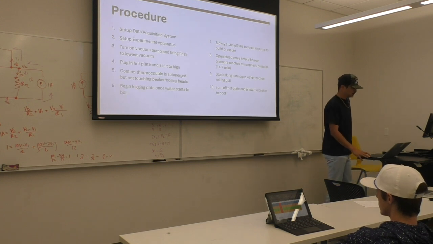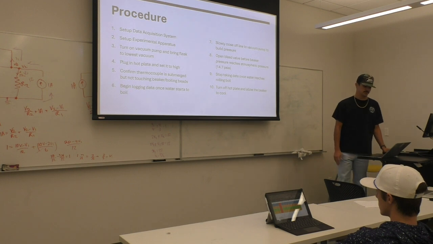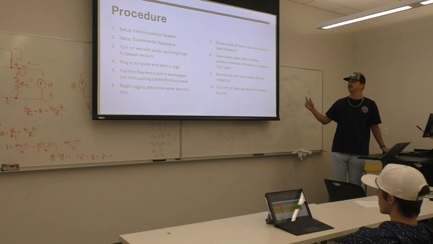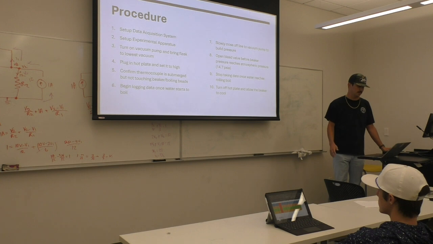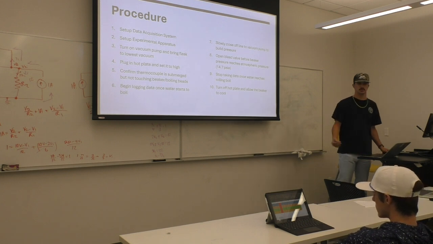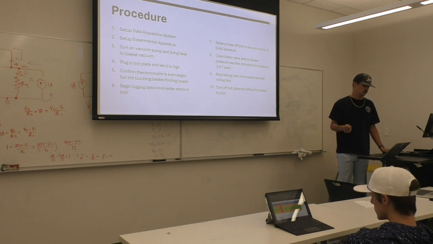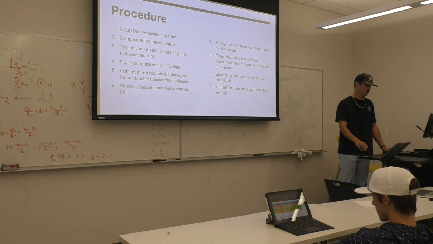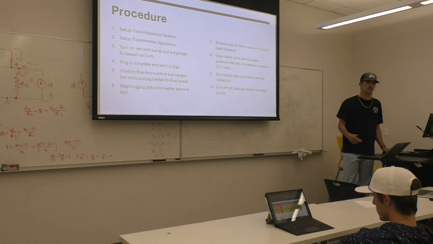So the procedure for this, we'll set up the data acquisition system, ensure that the thermocouple and the transducer values are showing on it. Then we'll set up the experimental apparatus. We'll fill the beaker with 2 inches of water just about. We'll also do a leak test to make sure that the entire system isn't leaking water as it would get pretty hot. We'll then turn on the vacuum pump and bring the flask to its lowest vacuum. And then once we have it there, we'll plug in the hot plate, set it to high to get that water boiling. We then need to confirm that the thermocouple is submerged in the water, but it's not touching the beaker or boiling beads.